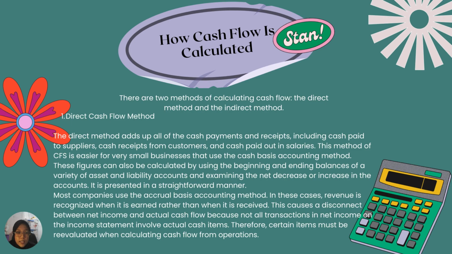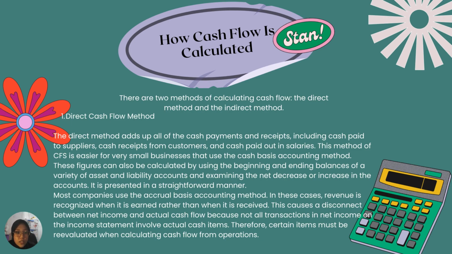This method of CFS is easier for very small businesses that use the cash basis accounting method. These figures can also be calculated by using the beginning and ending balance of a variety of asset and liability accounts and examining the net decrease or increase in the accounts. It is presented in a straightforward manner.